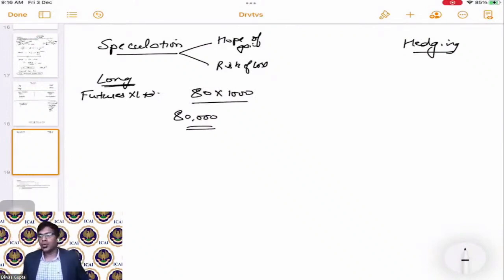Okay, students. Once he enters into a long position, does he need to pay anything to the stock exchange? Does he need to pay the entire 80,000? No, because he's not getting delivery of the equity shares, right? He's just purchasing the futures. What does the future mean? That he's entering into a contract that after the expiry, he will purchase the equity shares at 80 rupees. This is what the thing is.